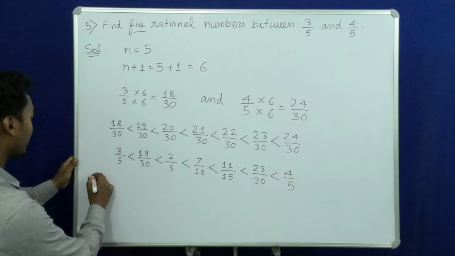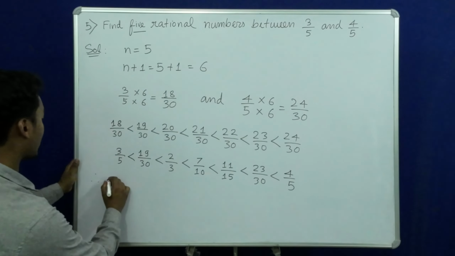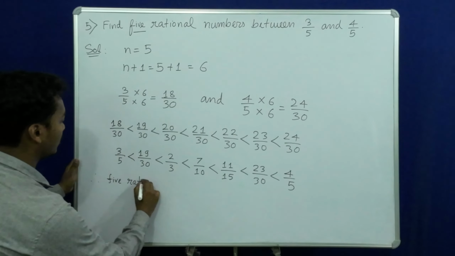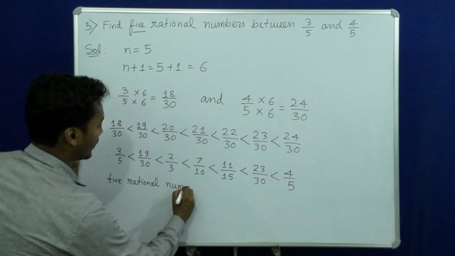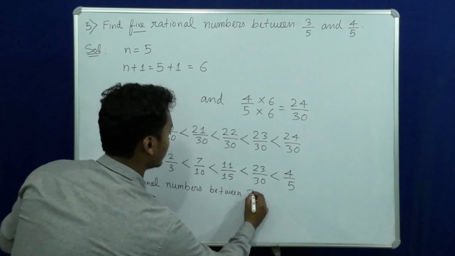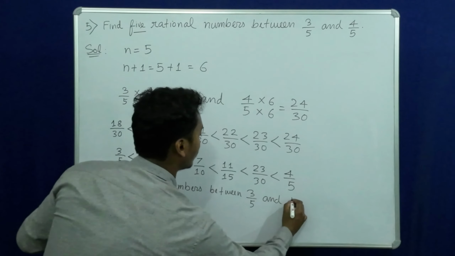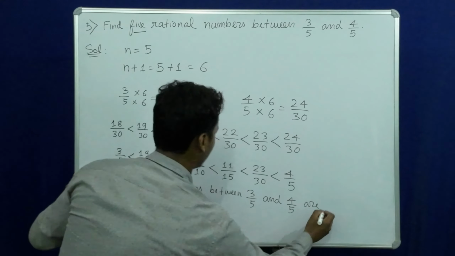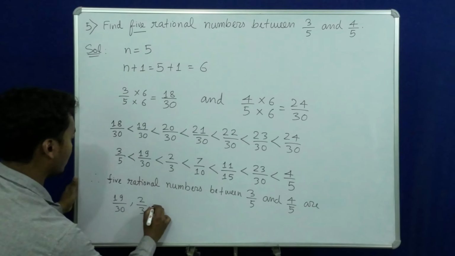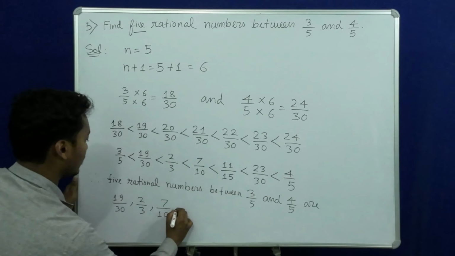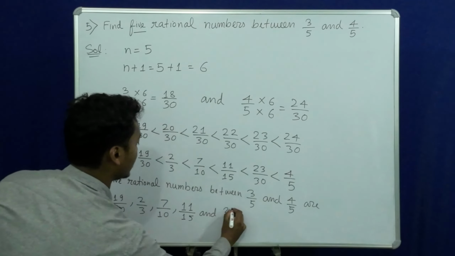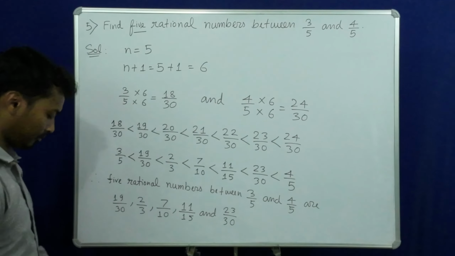So we can say therefore, 5 rational numbers between 3 by 5 and 4 by 5 are 19 by 30, 2 by 3, 7 by 10, 11 by 15 and 23 by 30. Easy?